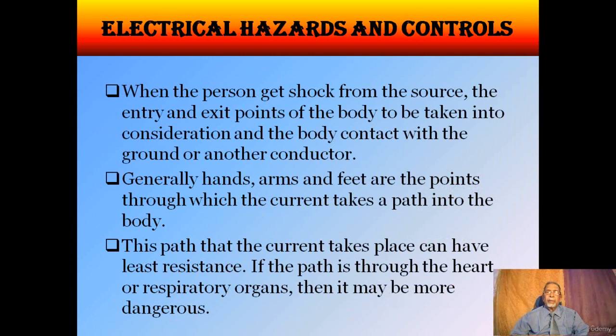When the person gets shocked from the source, the entry and exit points of the body must be taken into consideration, or the body's contact with the ground or another conductor. Generally, hands, arms and feet are the points through which the current enters the body. The path the current takes is the one of least resistance. If the path is through the heart or respiratory organs, then it may be more dangerous.